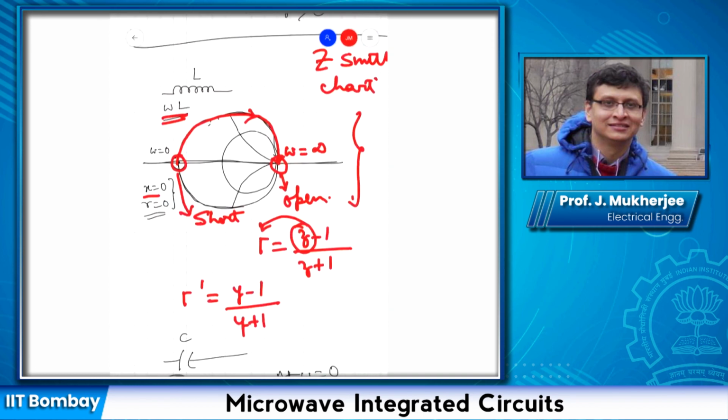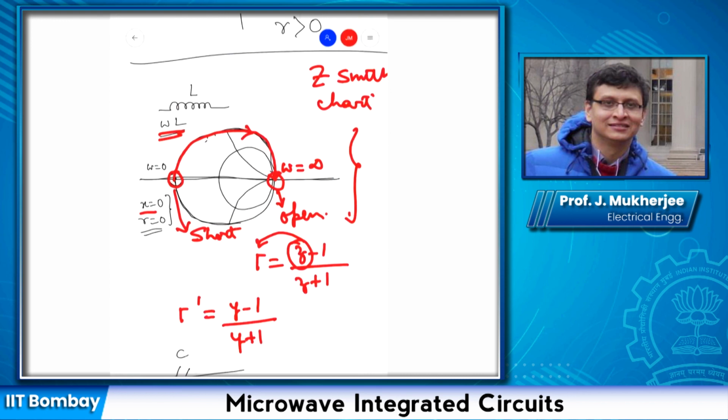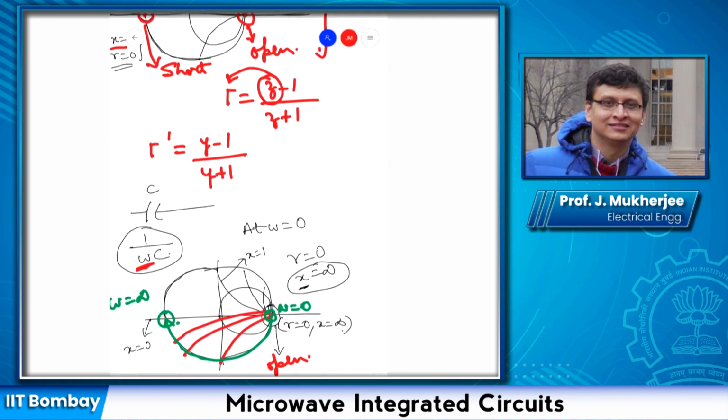While for the inductance we started from here and went here like this, for the capacitance we followed the bottom half, followed the circumference of the lower hemisphere.